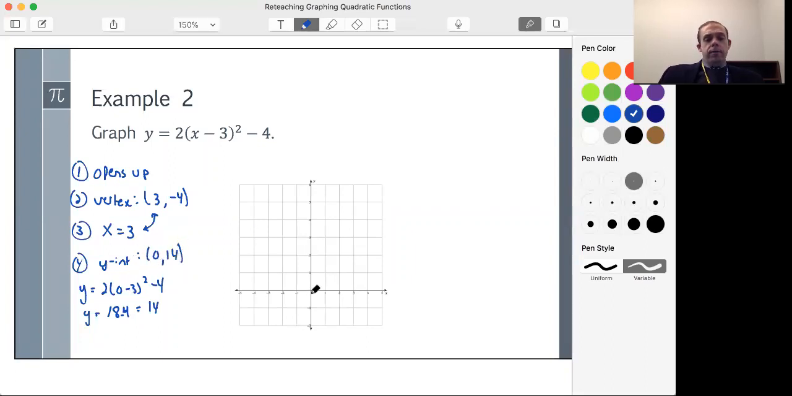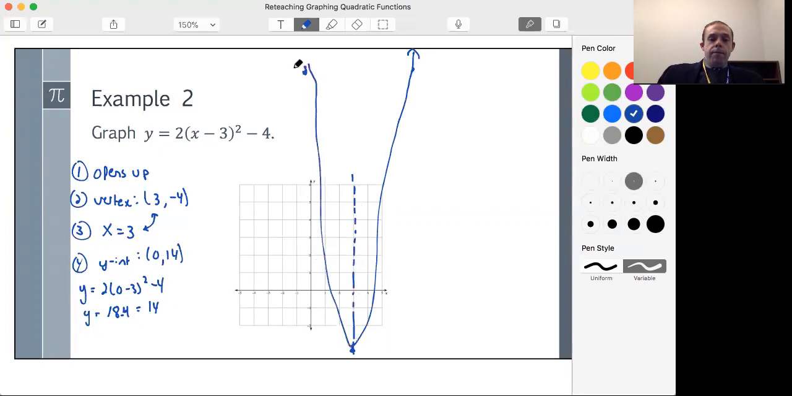All right, so our vertex is at 3, -4, which is approximately right there. There's my axis of symmetry. And then my y-intercept is at 0, 14, which is all the way up here. And then I can plot the other point over here and then connect the dots. Now, if this is a little weird, you could pick other points. So you could have substituted in 1 or 2 and then found another point on this parabola.